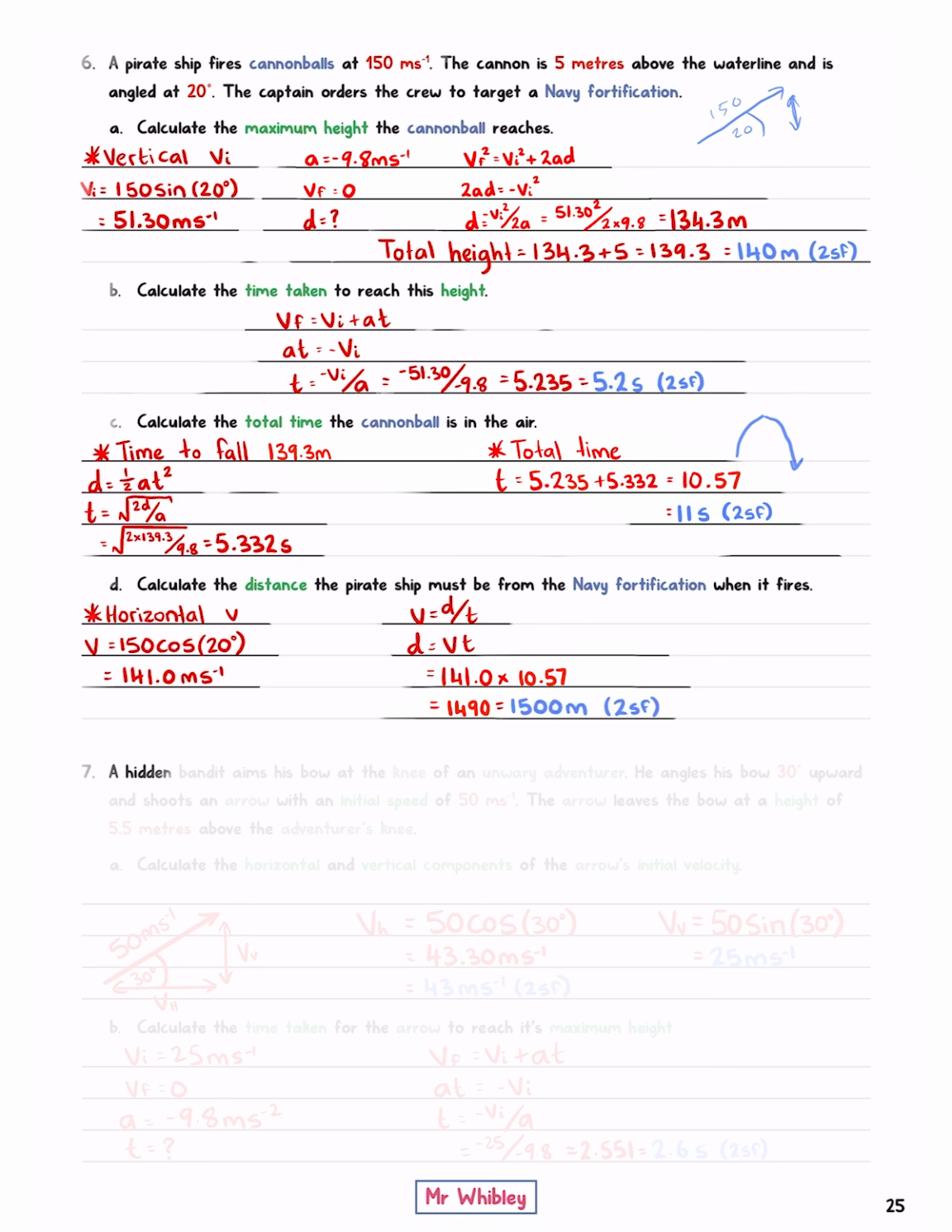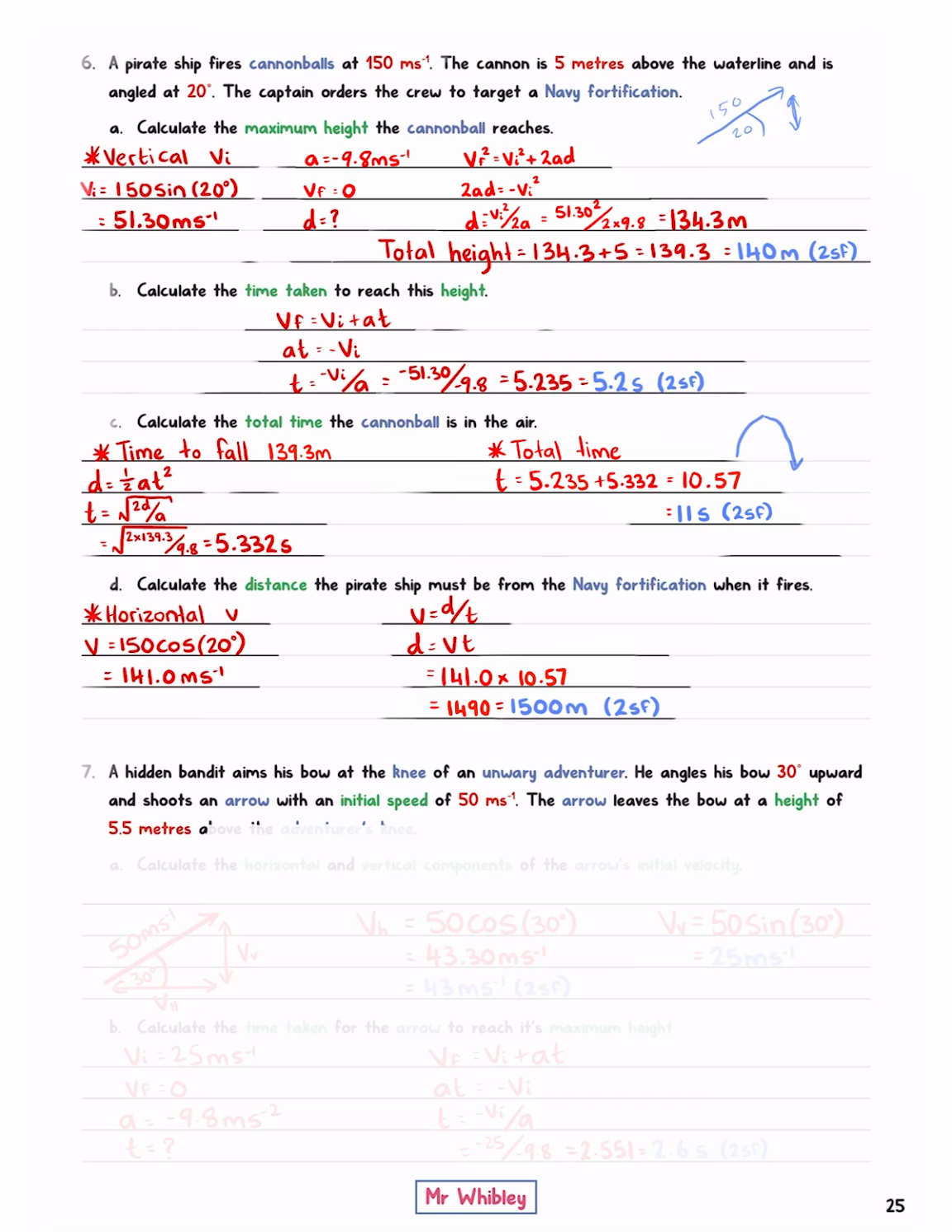Question 7. A hidden bandit aims his bow at the knee of an unwary adventurer. He angles his bow 30 degrees upward and shoots an arrow with an initial speed of 50 meters per second. The arrow leaves the bow at a height of 5.5 meters above the adventurer's knee. Calculate the horizontal and vertical components of the arrow's initial velocity. Our arrow has a velocity of 50 meters per second at an angle of 30 degrees.